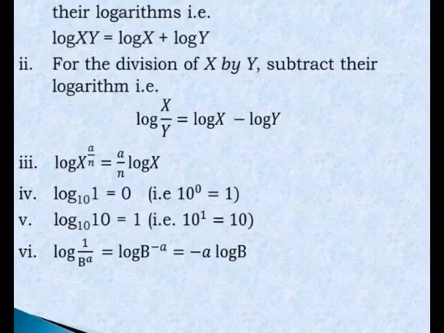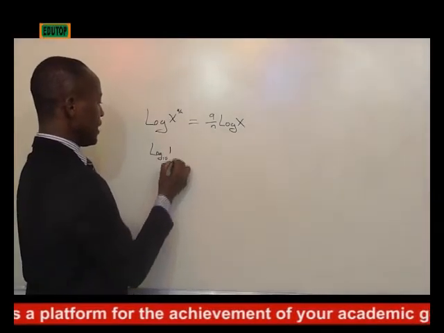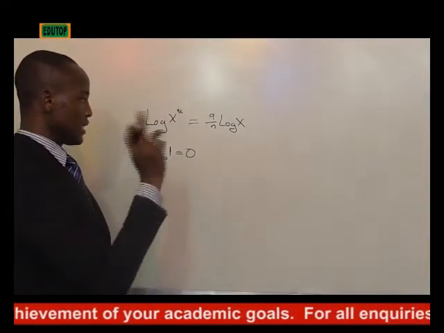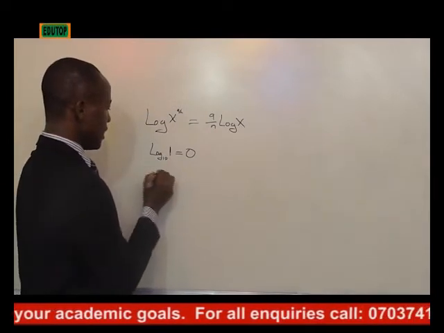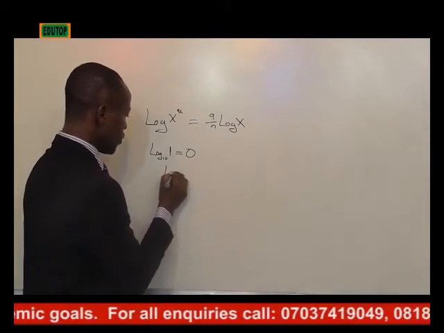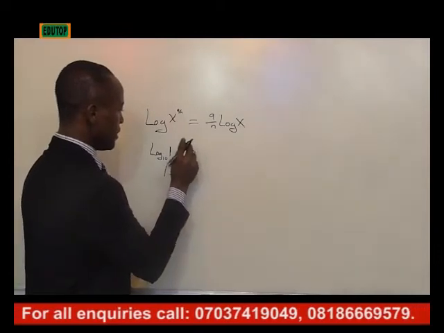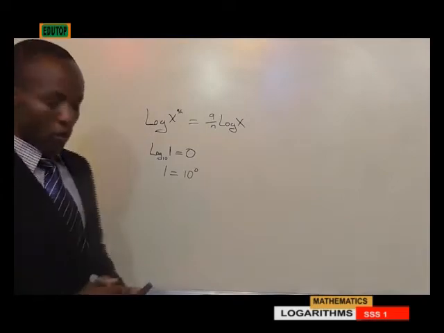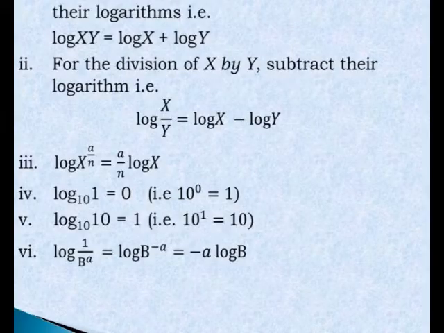Number 4 is log 1 base 10 is 0. I said log 1 base 10 is equal to 0. From the explanation I gave the other time, this one will be equal to the base raised to power the answer. We've seen things like this before. Law number 5. That's log 10 base 10, which is equal to 1. That is 10 raised to power 1 is equal to 10.